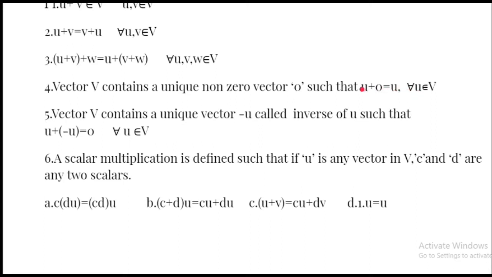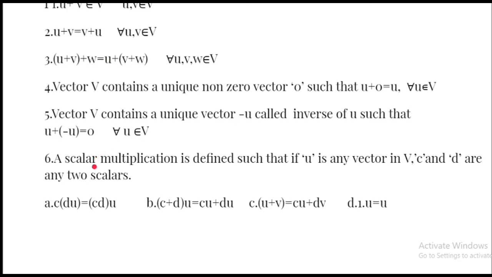Here the additive identity is 0. It is added to a vector u, so again we are getting u. Now V contains a unique vector minus u, called the inverse of u, such that u plus (minus u) is equal to 0. So here we are defining the inverse. So with respect to addition, we have five properties: closure property, commutative, associative, additive identity and inverse property.